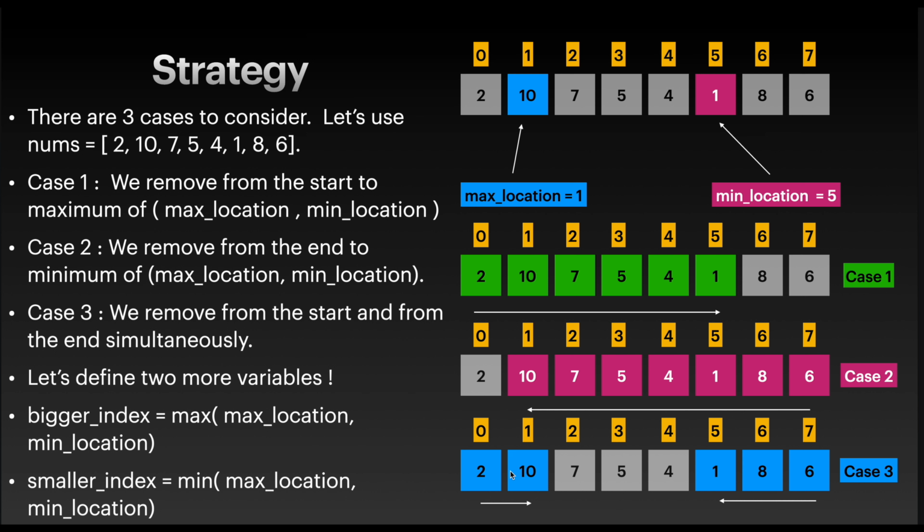For case 3, we will be removing from the start and from the end. In this case, we can pop 0 and 1, and then we can pop 7, 6, and 5. That's the basic idea for solving this kind of problem.